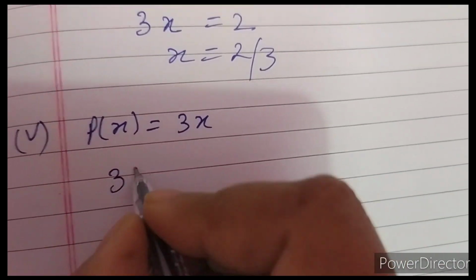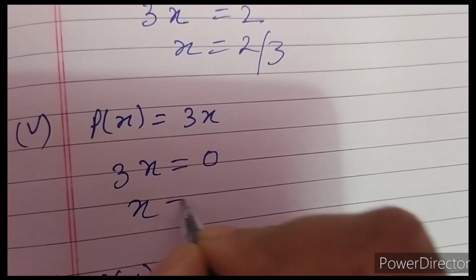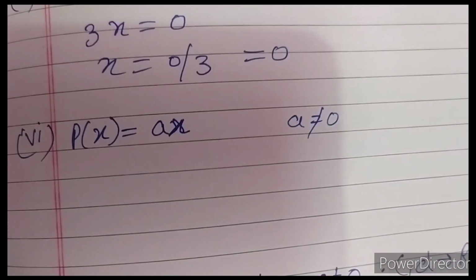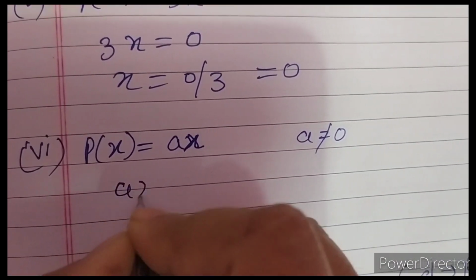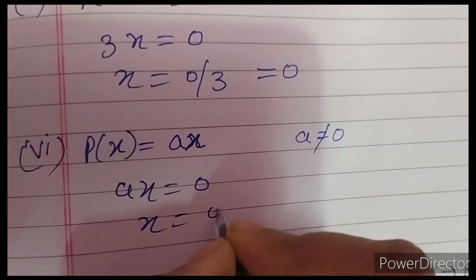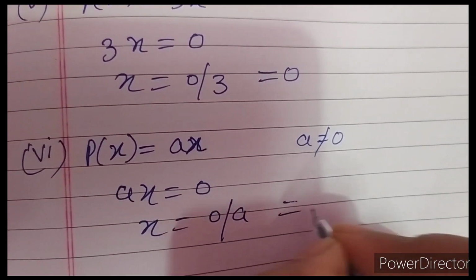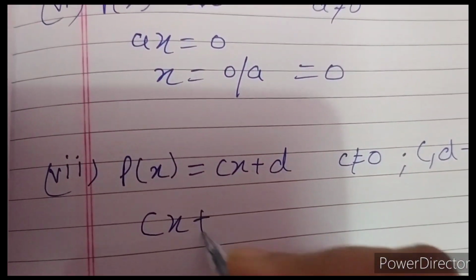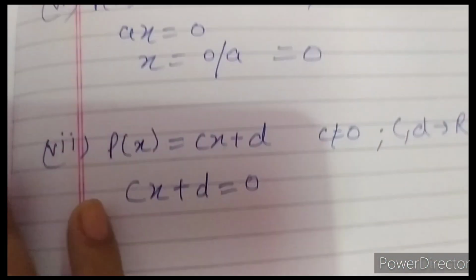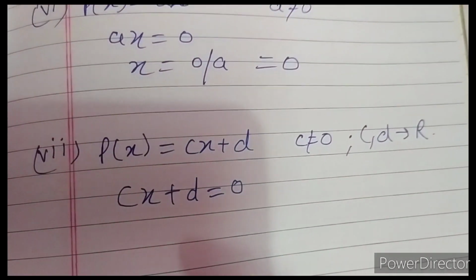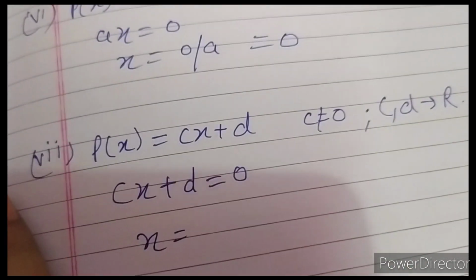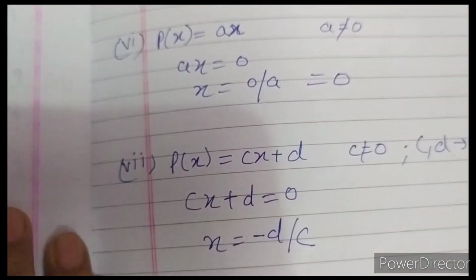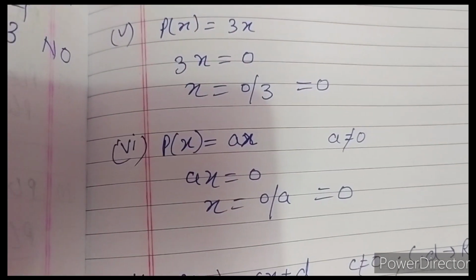Next is 3x equal to 0. So x will be equal to 0 by 3, which will be equal to 0. Here a is not equal to 0, and you have to do ax equal to 0. So x is equal to 0 by a, where a is not equal to 0. So answer is again here 0. cx plus d is equal to 0, where c is not equal to 0 and c and d are real numbers. So x will be equal to minus d by c. So the answer will be minus d by c.